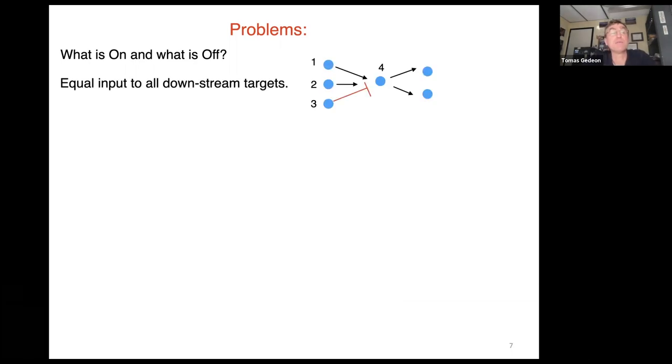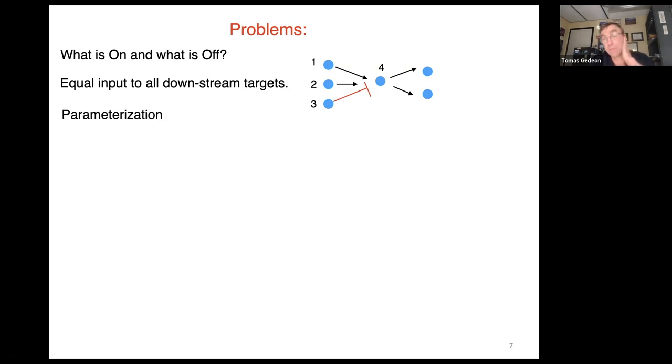I mean, this is not really clear. The other one, which is more subtle, which I'll try to address, is that if I update the state four, it always acts the same way on its downstream targets, which are the two blue points on the right. And that may not always be the case, because the four is really just some gene which binds with different affinities to different targets. So it may act like it's on with respect to one of them, but off with respect to the other one. But this Boolean setup always assumes everything works the same way.